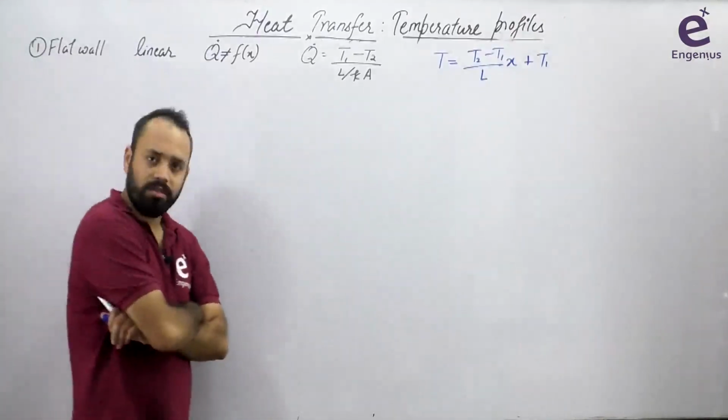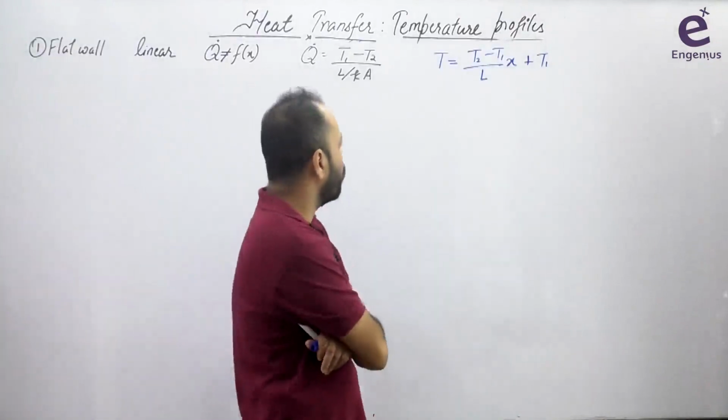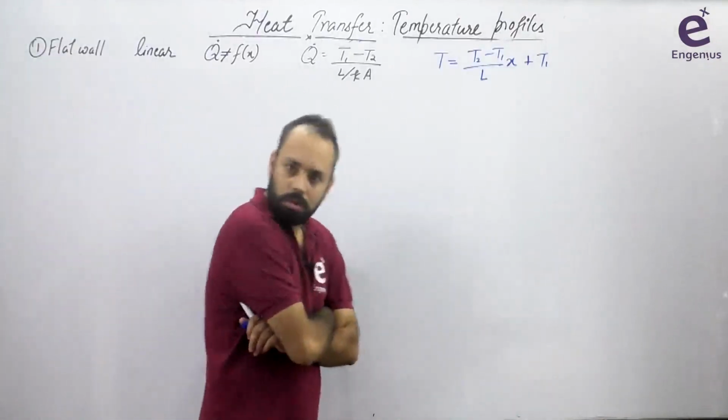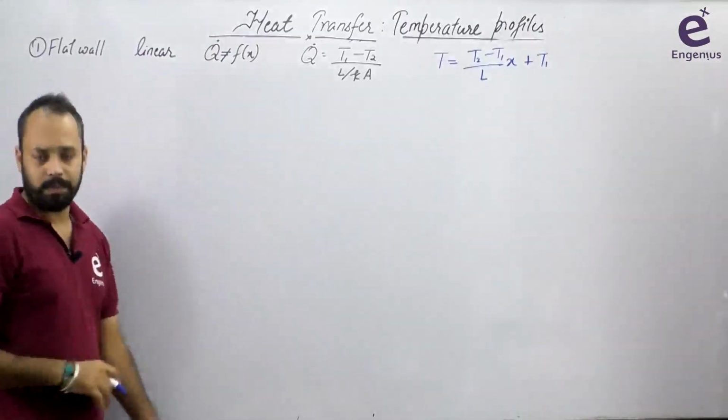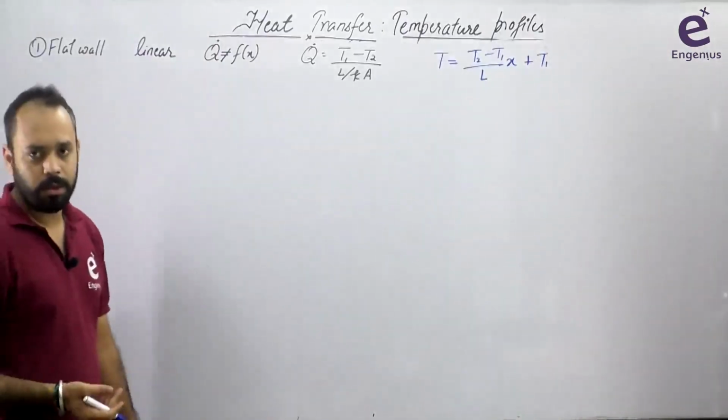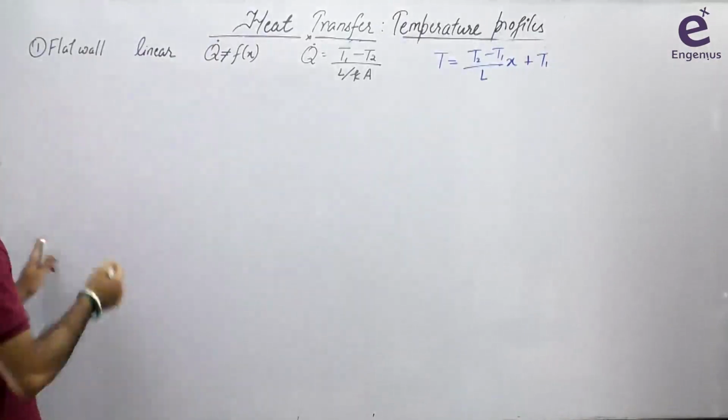सारी चीजें वेरीफाई हो रही है ना, when x was 0, T is equal to T1, when x is L, put the value, T is equal to T2, right, and the slope is T2 minus T1 by L. So this was the temperature profile, linear temperature profile. Q was constant, okay. Heat flux is this, right?